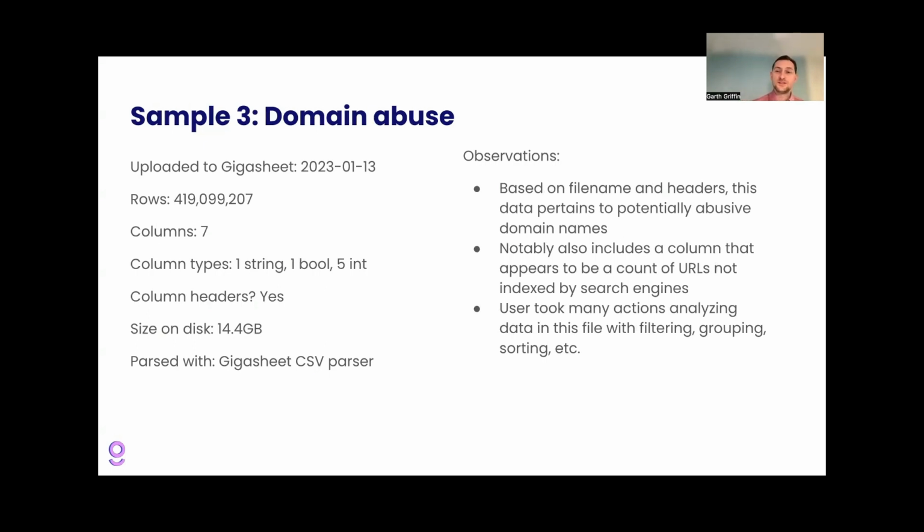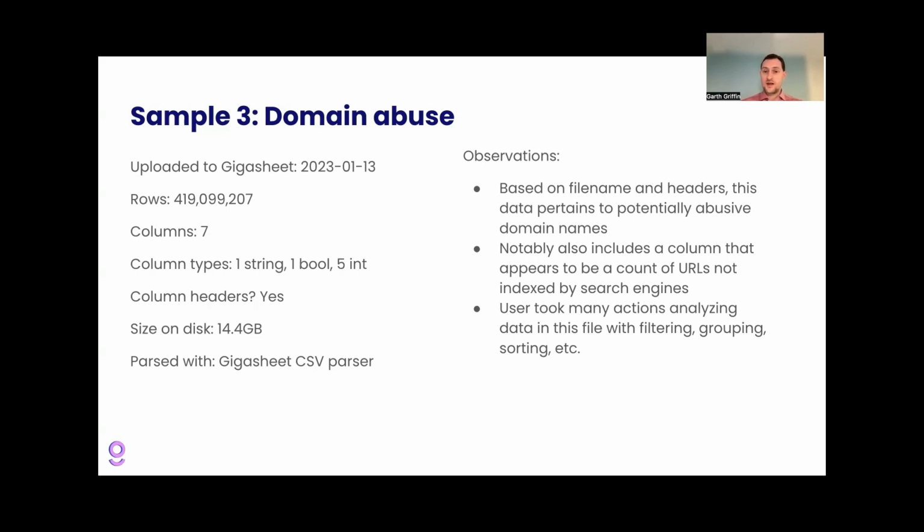Third example, domain abuse. This is a nice example because in technical data, this is another arena where you do see high volumes of data, where it's sort of machine-generated data. So this file is from January of 2023 with 419 million rows, 7 columns. And based on the file name and the headers in this file, it looks like this is a list of potentially abusive domain names.